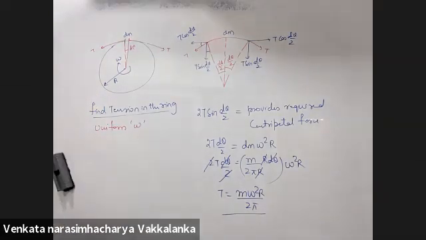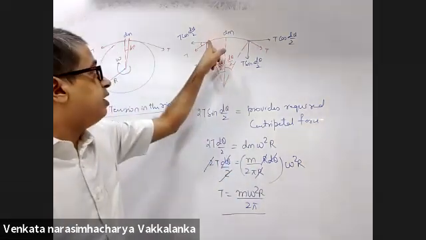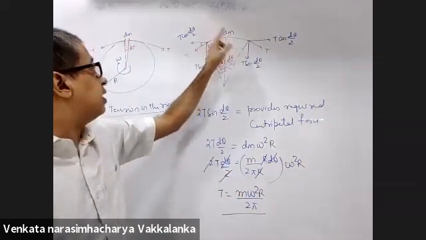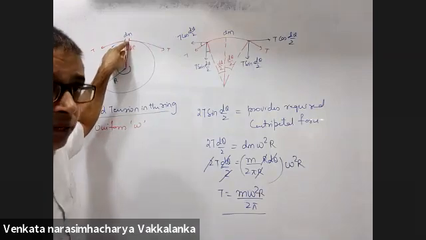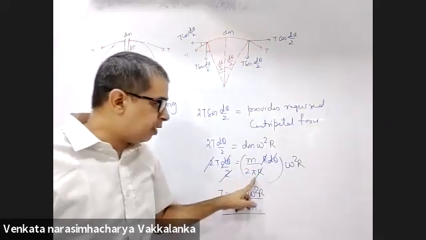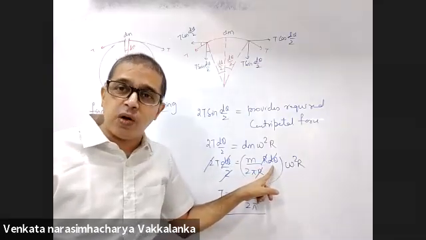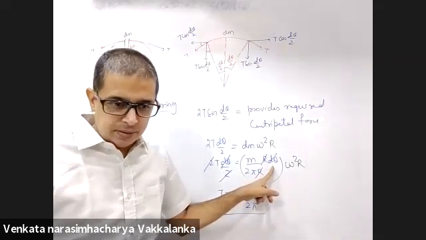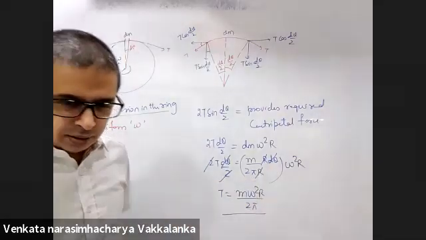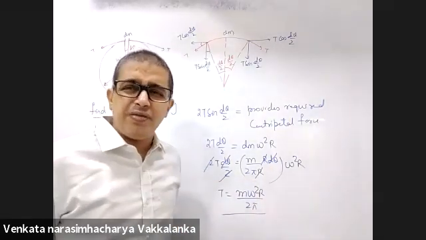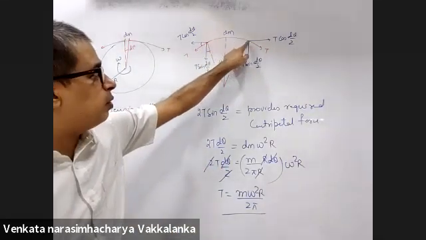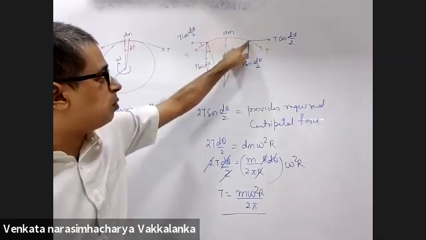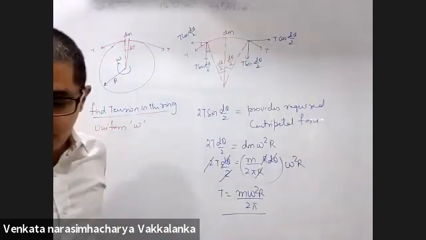Sir, how did you get m by 2 pi r d theta? Being the mass, how will you calculate the mass of this small element? Unitary method. Mass per unit length into length of the small element. We did it in springs also, the same thing. Everywhere. We'll use that a million times. Mass per unit length into length of this small element, I'll get the mass of the small element.